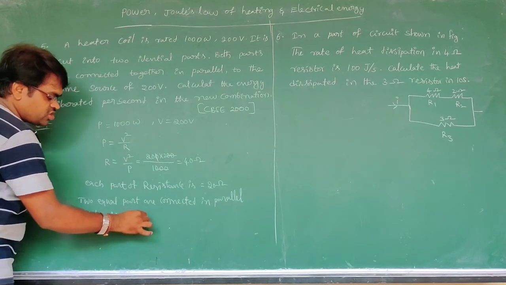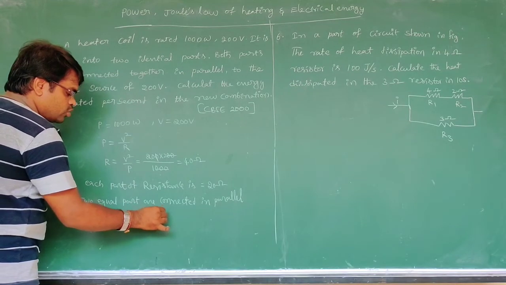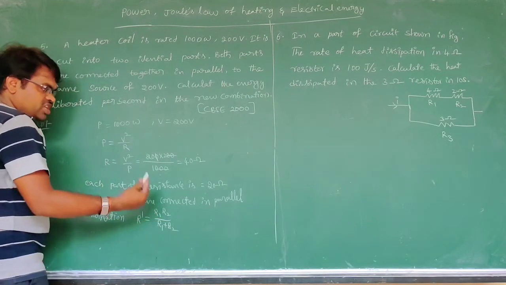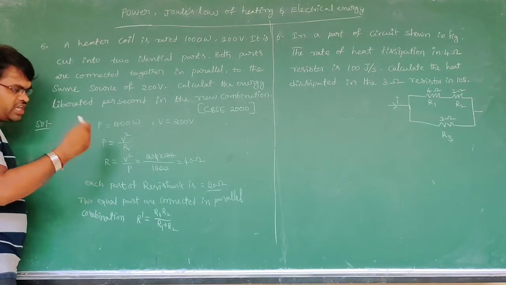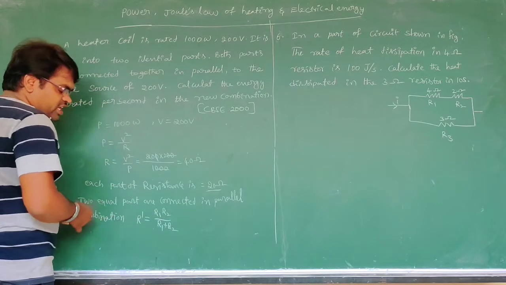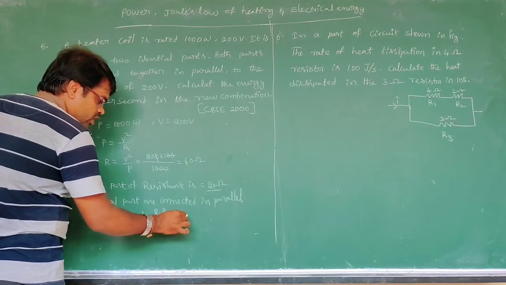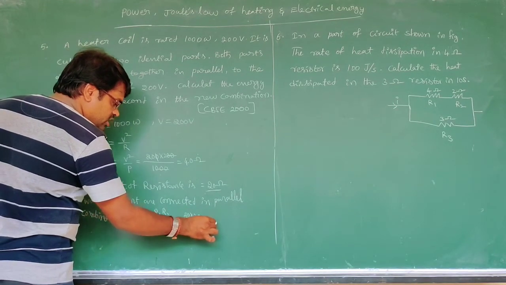Then R dash is equal to what? R1 R2 by R1 plus R2. Each resistor is cut into two equal parts, which means we get 20 ohms and 20 ohms. That's why here we get 20 into 20 by 40. That is 10 ohm.